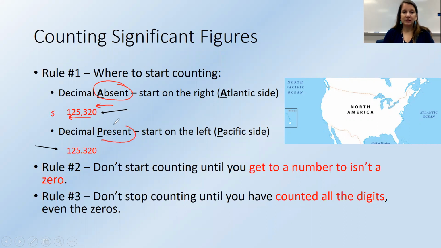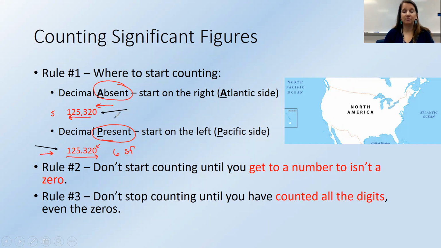If the decimal point is present, we start counting on the left side of the number. You go to your first non-zero from that side, you start counting and you keep counting. So we count all the way across. So this number would have 6 sig figs because this 0 here is not just a placeholder anymore. This 0 is telling us that our measuring device can record to that precise of a value.